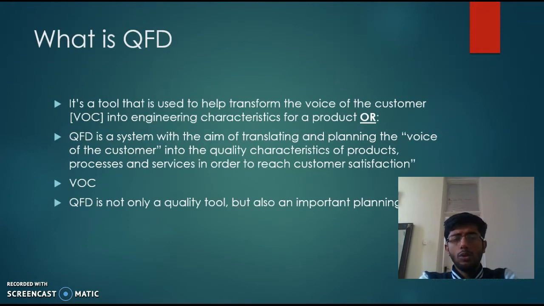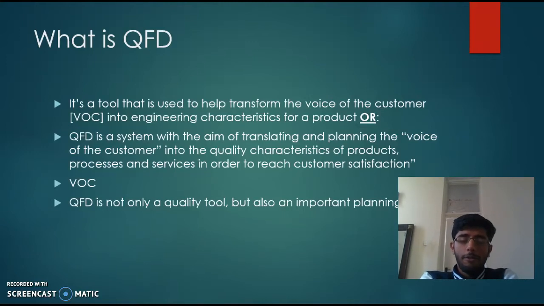The two most used definitions of quality function deployment are: the first one is it's a tool that is used to help transform the voice of customer into engineering characteristics for a product. Or the second one is quality function deployment is a system with the aim of translating and planning the voice of customer into the quality characteristics of products, processes, and services in order to reach customer satisfaction.